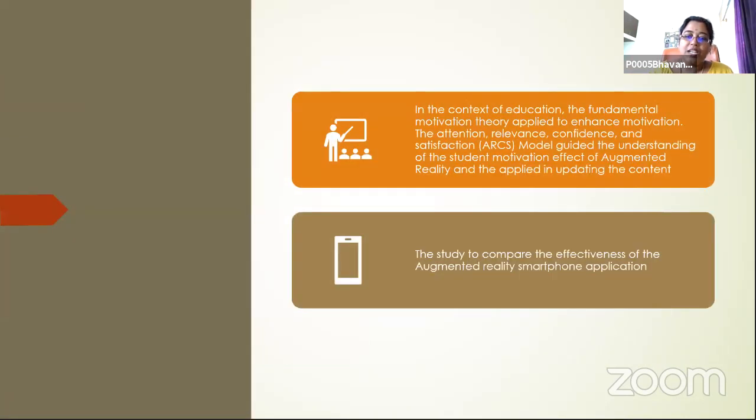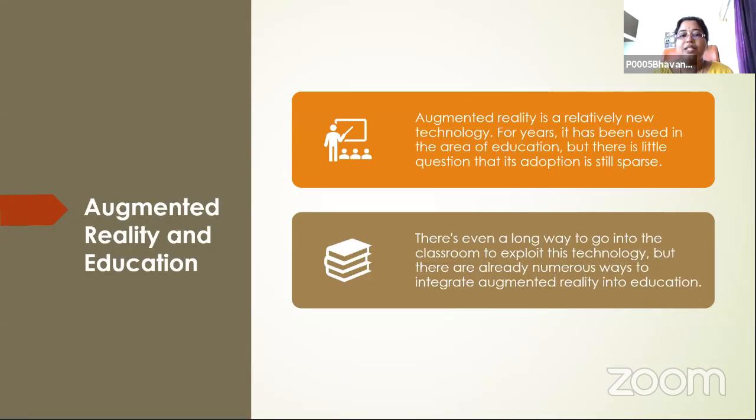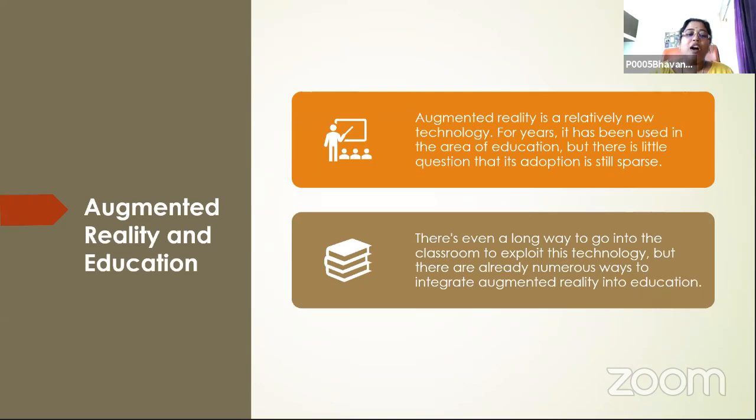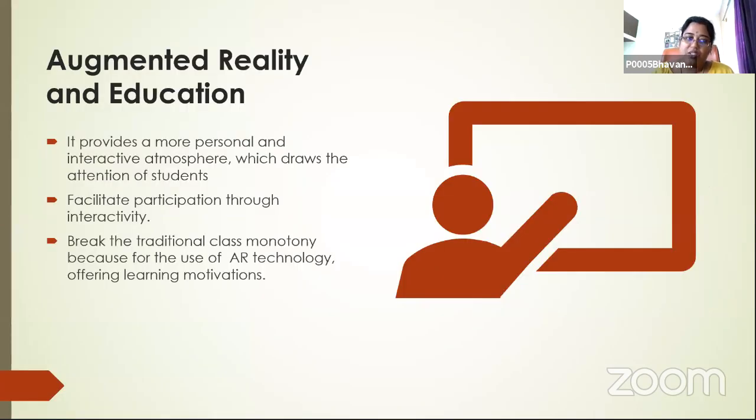The present study compares the effectiveness of augmented reality using smartphone applications. Augmented reality in education is a relatively new technology. For years it has been used in the area of education, but there are still questions about adoption, especially in higher secondary schools. There is a long way to go before the classroom exploits this technology, but there are already numerous ways to integrate augmented reality into education.